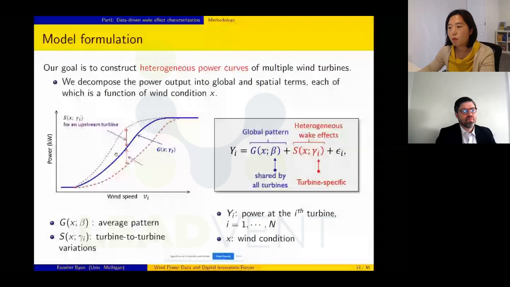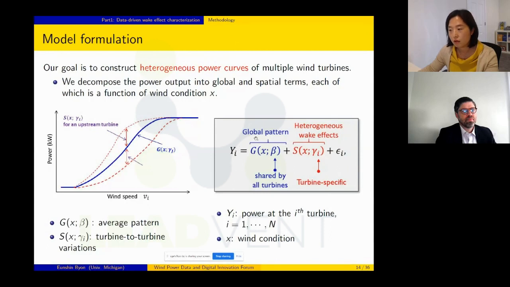And we decompose the power output into global and spatial terms. Here, the global term is this blue curve. This is the common power curve shared by all turbines, regardless of the turbine location. But depending on turbine location and wind direction, we have this turbine to turbine variation. If turbine I is an upstream turbine, then its power curve is above this common power curve. If the turbine is a downstream turbine, then its power curve is lower than the blue curve. So we decompose the power output into this common term and the spatial term.